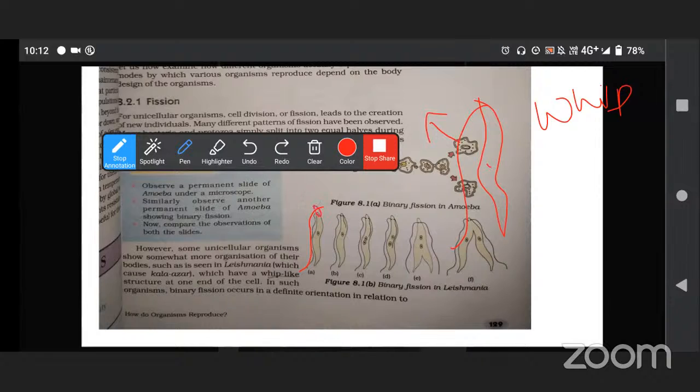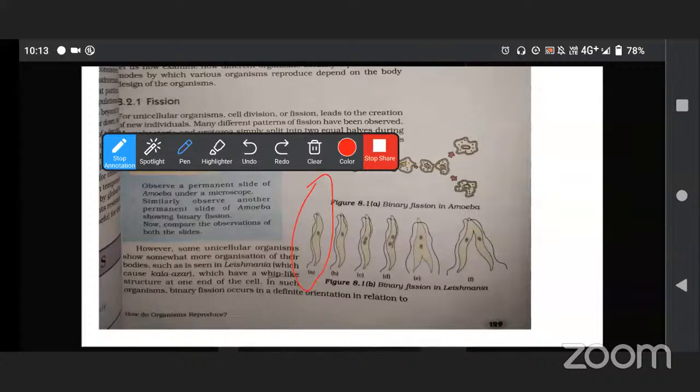So it has a whip-like structure at its one end. In such organisms, binary fission occurs in a definite orientation. So how does it occur? You see, first their cell division starts. Ultimately, the nucleus starts to grow. Two cells are produced, and their whip-like structures also start to grow.